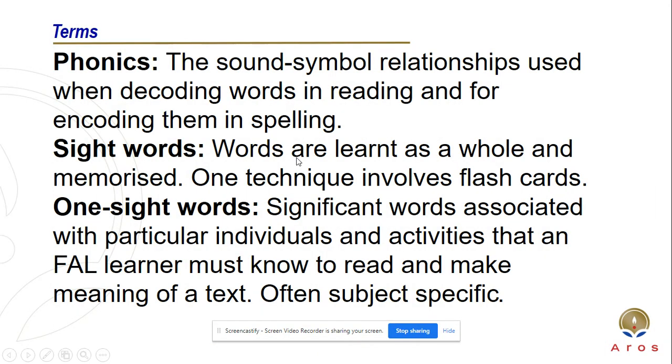One, sight words, words that are associated with particular themes, individuals, and activities. So if we, for example, have the word farming, other words associated with farming would be crops, livestock, fertilizer, tractors, a word like maize, that's all specifically linked to farming.